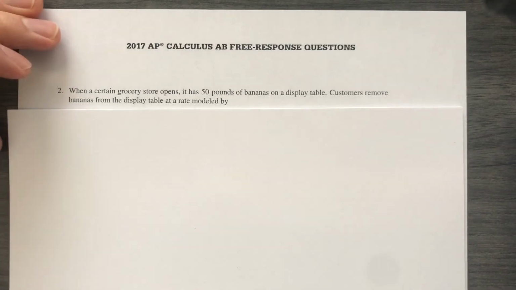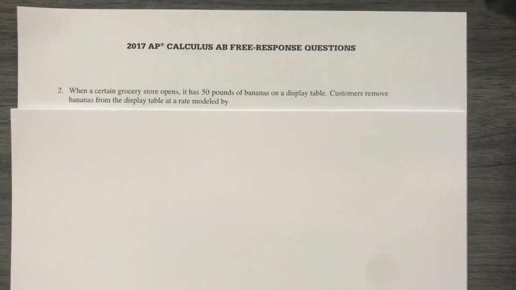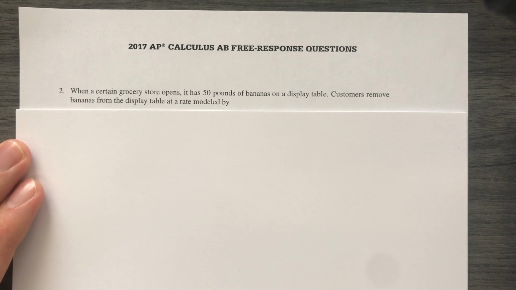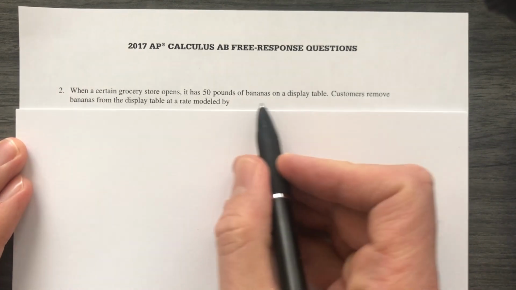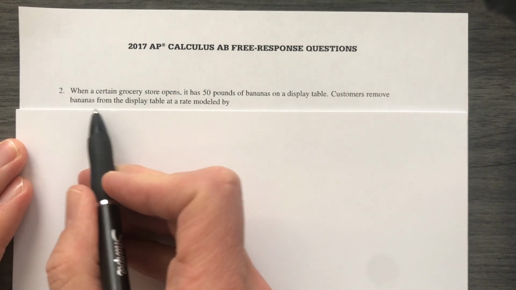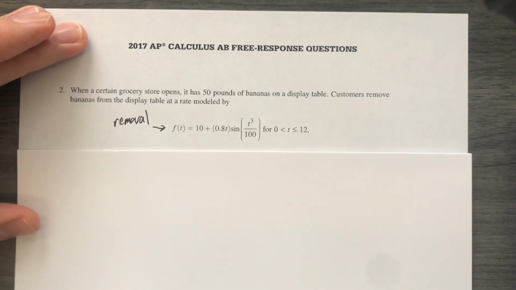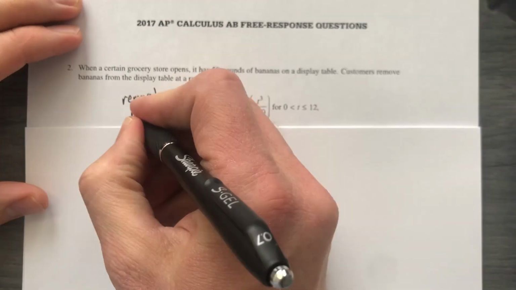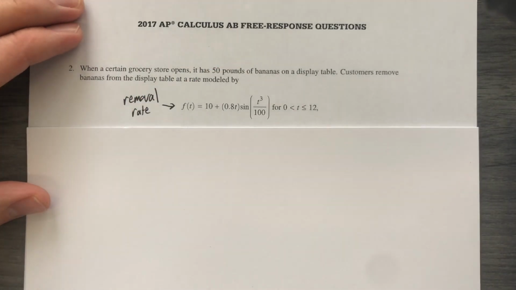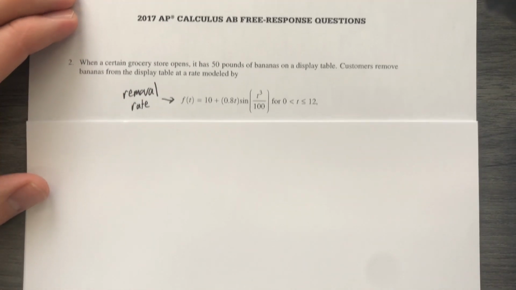All right, 2017 AP Calculus AB number 2, the infamous banana problem. When a grocery store opens, it has 50 pounds of bananas on a display table. Customers remove bananas from the display table at a rate modeled by, I've already written some stuff here, this is the removal rate. That is good to know. This is going to be the removal rate. All right, let's keep reading.